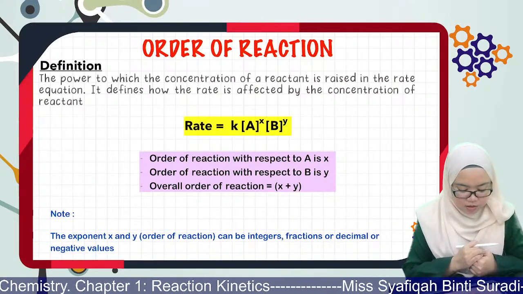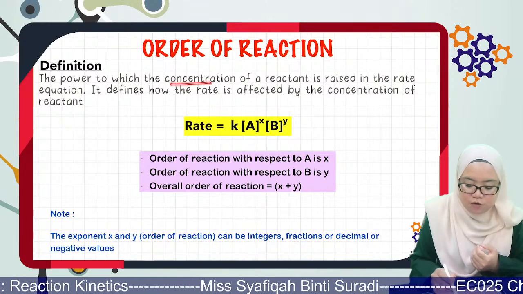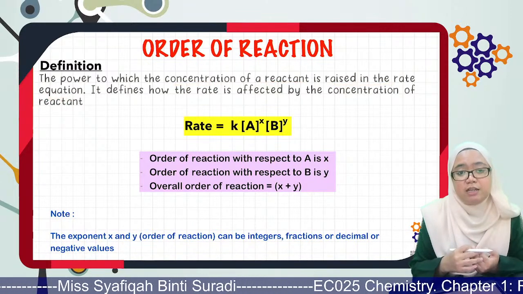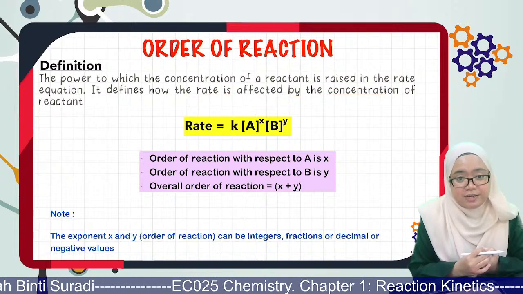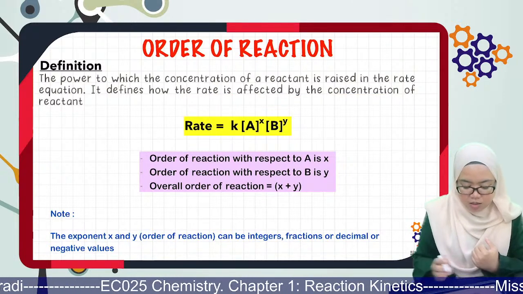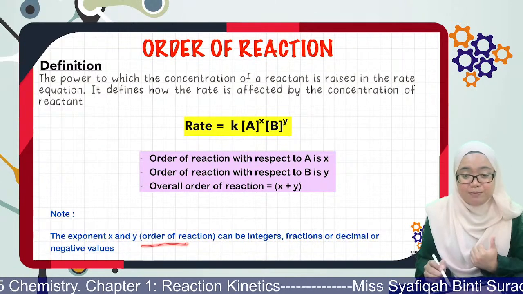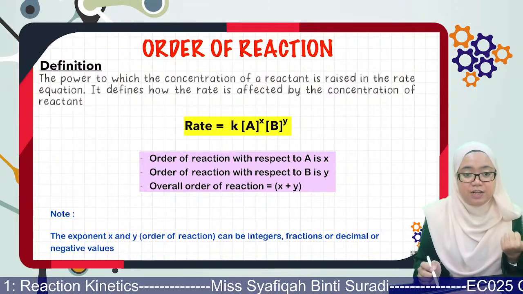Alright, so order of reaction. Order of reaction is the power to which the concentration of a reactant is raised in the rate equation. So order of reaction actually defines how the rate is affected by the concentration of the reactant. Okay. So note here, for order of reaction, it can be integers, it can be fractions or decimals or even negative values.